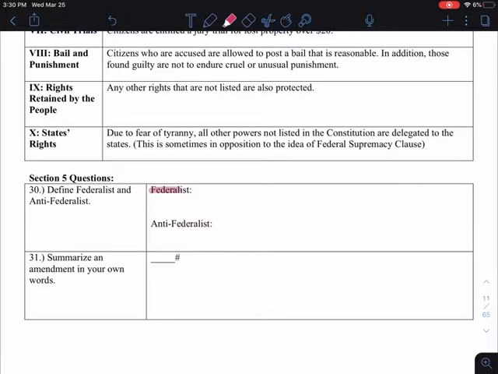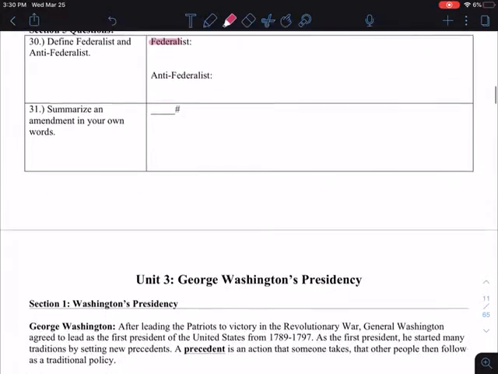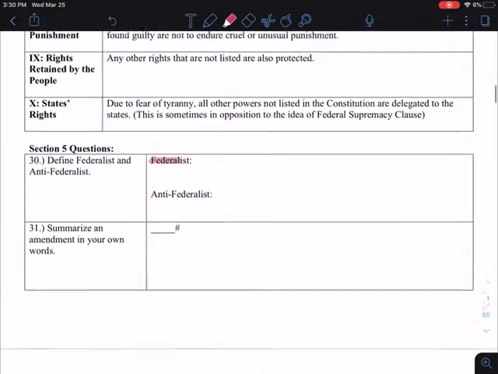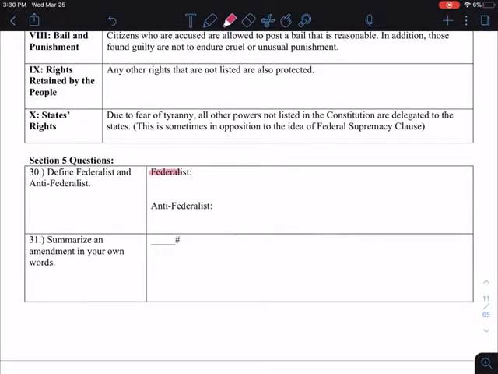Summarize an amendment. You pick any one of the first 10, summarize it in your own words. We can discuss that when we are back together. And that, my friends, is the end of Unit 2. Again, let me know of any questions.